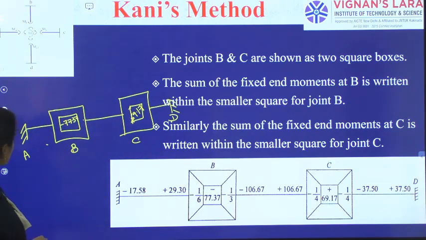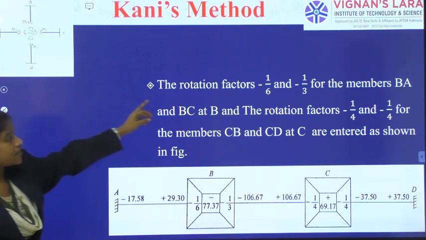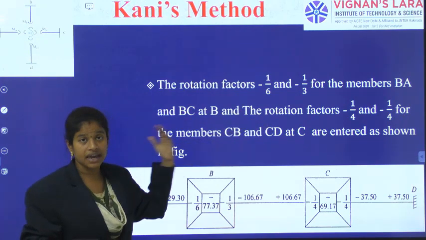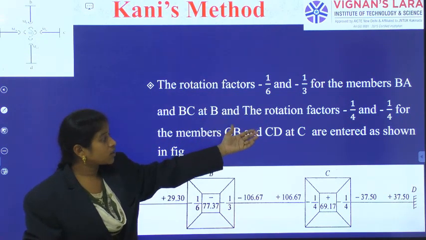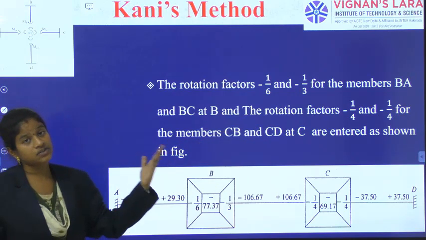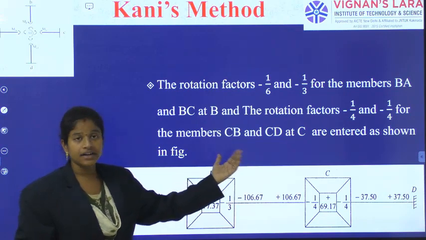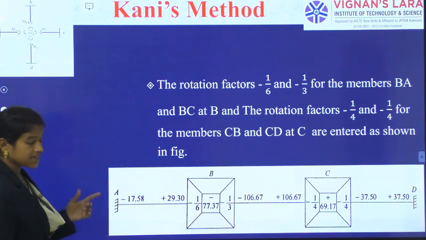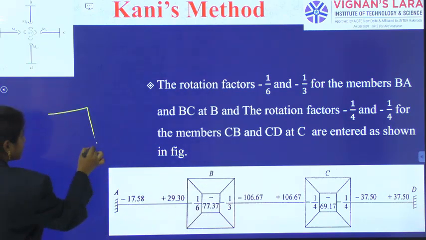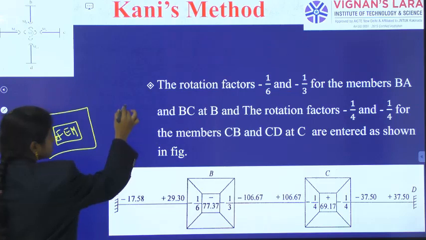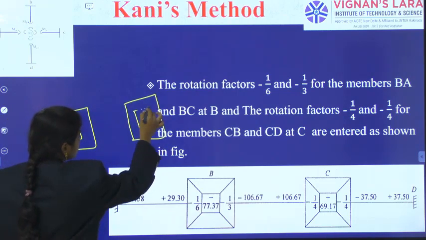And the next step, what am I doing? Now, the rotation factors minus 1 by 6 and minus 1 by 3 for the members BA and BC, and the rotation factors minus 1 by 4 and minus 1 by 4 for the members CB and CD are entered as shown in the figure. Just now we observed the center box, in which we indicated the sum of the fixed end moments. Here also I have indicated the sum of fixed end moments.